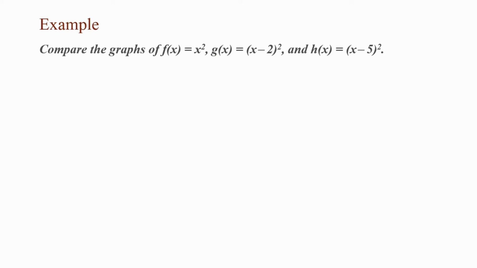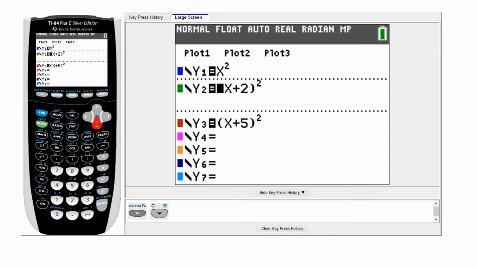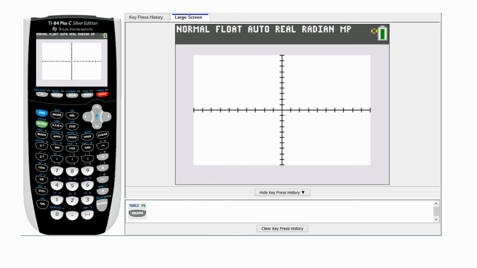In this example, compare the graphs of f(x) = x², g(x) = (x - 2)², and h(x) = (x - 5)². Going back to our calculator, go to y equals, and arrow down, and change my plus sign to a minus sign, and arrow down, and change my plus sign to a minus sign. Graph.